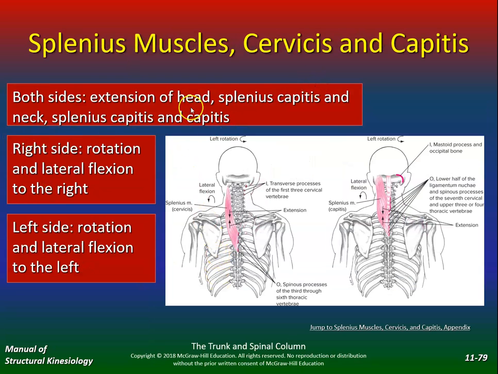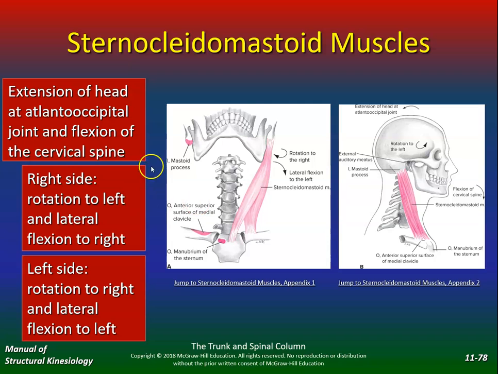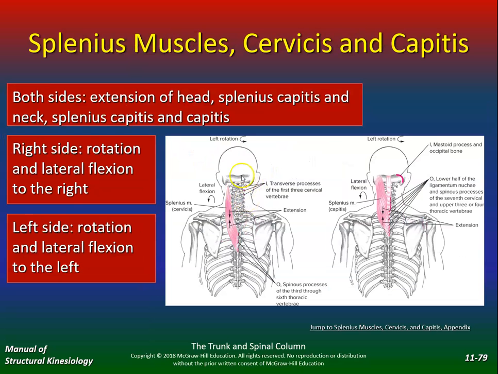Splenius, again, both sides cause extension of the head, so they extend the head. The right side rotates and laterally flexes, so it rotates to the right and bends to the right. Whereas the sternocleidomastoid, the right side, causes a rotation to the left because of the angle of pull. The left one, because of the angle of pull, will cause rotation in the opposite direction, whereas the splenius will cause rotation in the same direction.